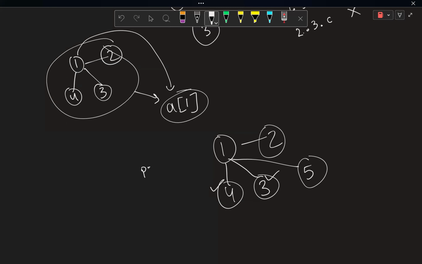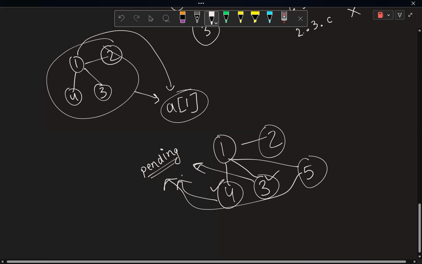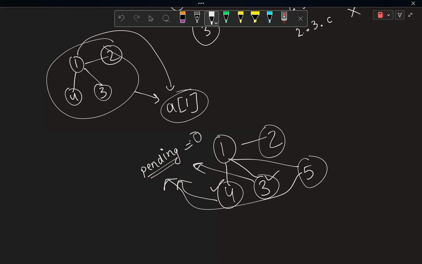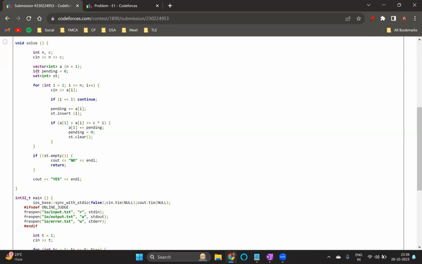For that, I just kept a variable pending, in which I added the number of people who are pending, and once they are connected, I set pending equal to 0. So here this set was actually not required, just an integer was enough, but no problem.